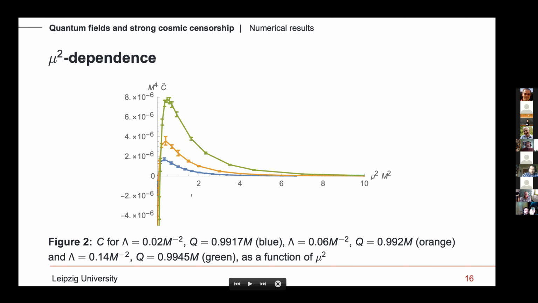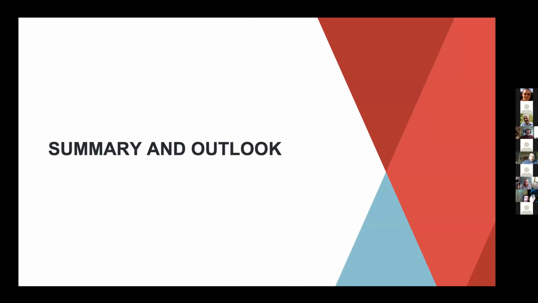So again, even if you have all the parameters of your space-time fixed, the final fate of the observer can still depend on the mass of the scalar field that caused the perturbation. Okay, so let me summarize and give you a short outlook.